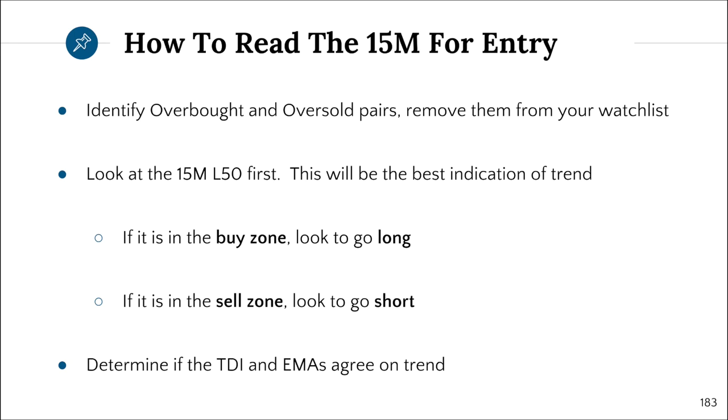Now we identified which TDIs on the 15-minute have the nicest liquid 50s, meaning they're trending the nicest. They're not overbought, they're not oversold, they're not near the stationary 50, they're right in the proper value. Then we're going to say, okay, if the TDI is at, let's say, 40, meaning we're going to look to sell it, do the EMAs also tell us that we're going to sell it? Are the EMAs also pointing down? You want to determine if the TDI and EMAs agree on trend. And if they don't, personally, I take it off my list too.